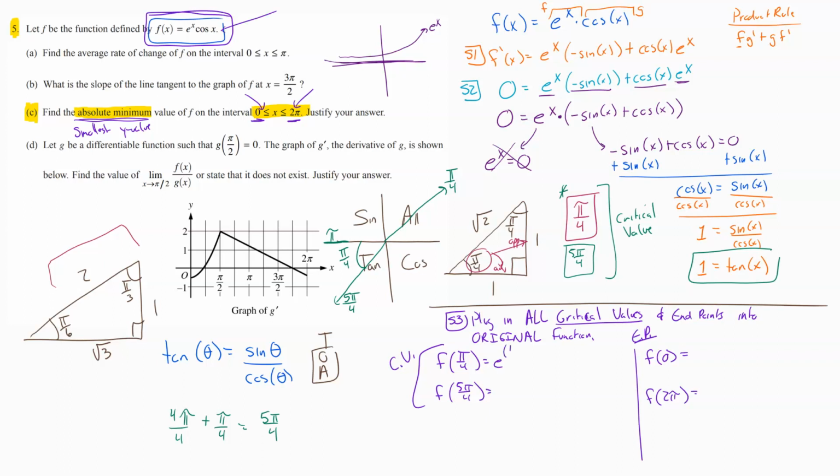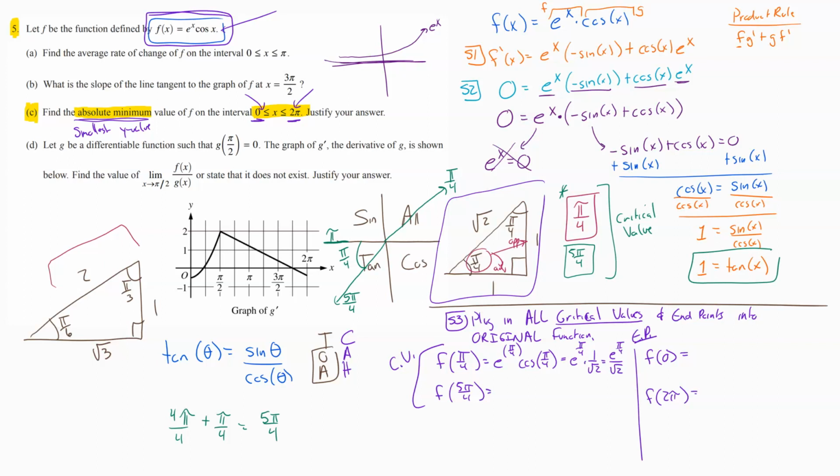So this is e to the pi over 4 times the cosine of pi over 4. So here again is why you need to have these special triangles sitting in front of you. So e to the pi over 4, the cosine of pi over 4, cosine is adjacent over hypotenuse. So the adjacent side is 1, the hypotenuse is the root of 2, so we end up with e to the pi over 4 times 1 over root 2. So that's just going to be e to the pi over 4 over root 2.